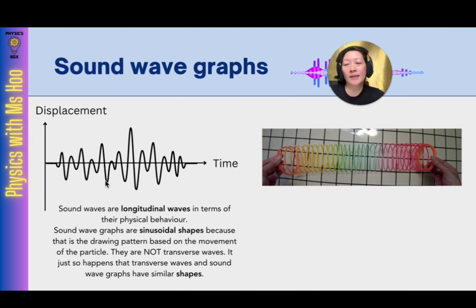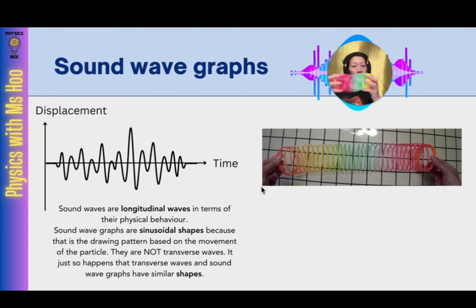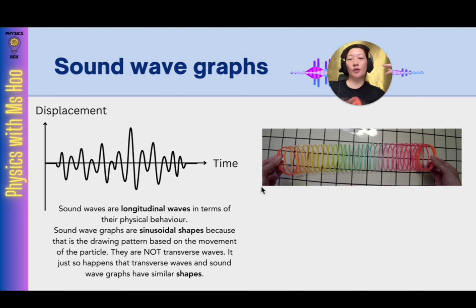One thing you must understand is that sound waves are longitudinal waves in terms of their physical behavior. That means that the sound waves undergo a series of compression and rarefaction when they're carrying sound, whether you're traveling through gas, liquid, or solid. However, for the graphs, they're sinusoidal shapes because that is the drawing pattern based on the movement of the particle. So they're not transverse waves. It just so happens that transverse waves and sound wave graphs have similar shapes.